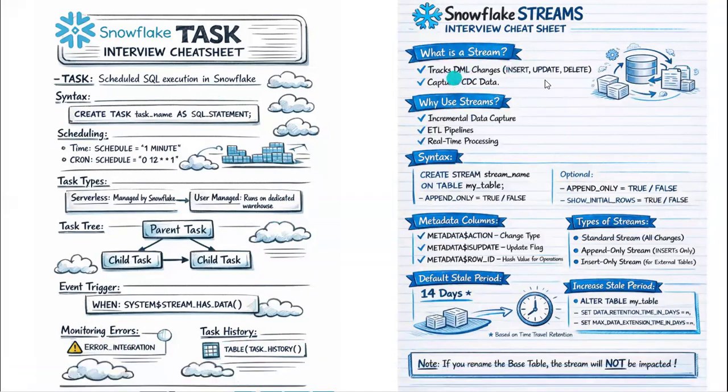And this is about stream. The stream will track the DML changes, nothing but capturing CDC. Next, incremental data capture, ETL pipeline, real-time processing. So here we have three types. One is append only true, and mostly we use this append only true. Apart from that we have other optional ones, like row type and all those things. Then we have three columns: action, update, and row ID. Action will have the changed DML operations, and in these DML operations we have only insert and delete. If I want to track the update, I can find it here.